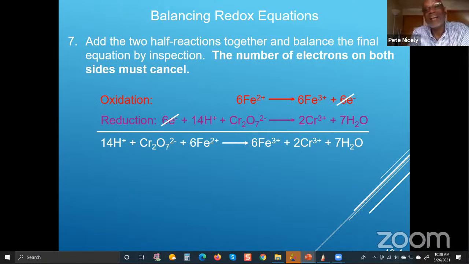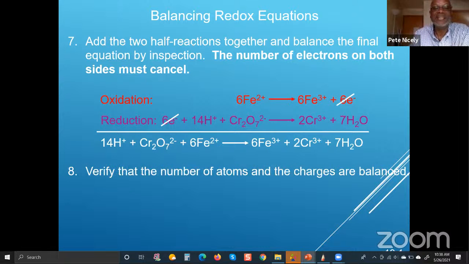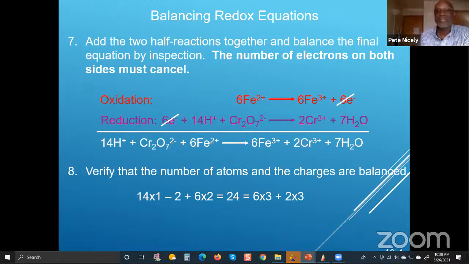Now, I normally suggest to my students, in fact I would strongly recommend, that when you get what you think is the final answer, you do a final check to make sure that everything is balanced. As stated here, you verify that the number of atoms and the charges are balanced. In terms of the atoms, let's go through the whole equation to see if that's the case. You have 14 hydrogens here. You have 7 times 2, 14 hydrogens, so that's balanced. You have 2 chromiums here.